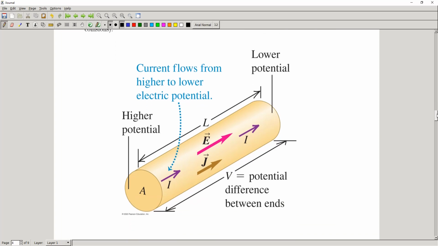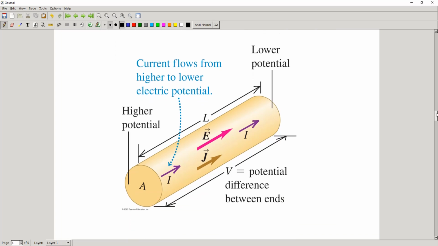So we want to keep this image in mind for a second. Again, I'll take another second to look at it. We have the current flowing from high potential to low potential. This is our cross-sectional area, our length, and our potential difference from high to low. We have an electric field set up in here. We have our current density and our current.